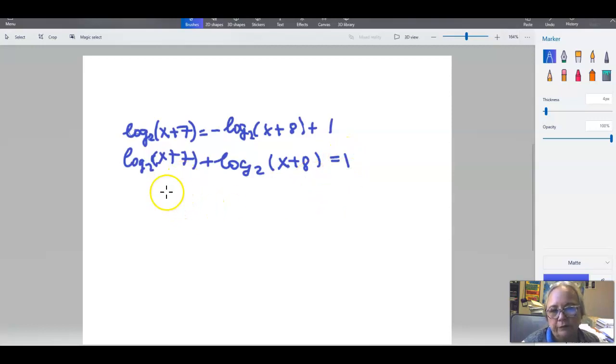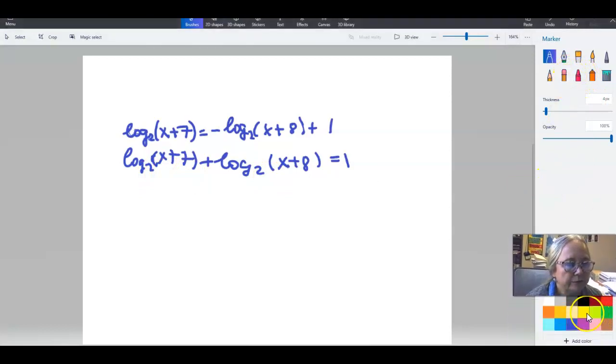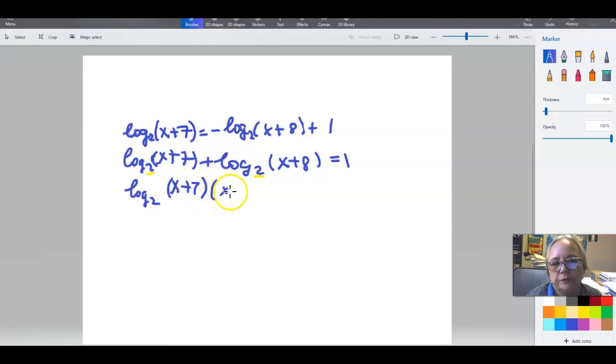So when you have a sum of logarithms to the same base, and again I'm emphasizing that it should have the same base, like in this case 2, we can combine them. If they have different bases, then we cannot do it. So it will be log to the same base 2 of the product. That's the properties of logarithms that I posted for you, and this is the product property.